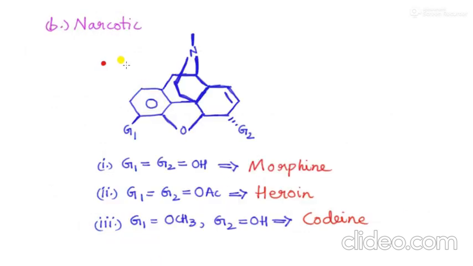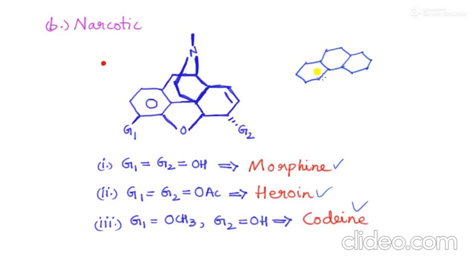Next, we go to narcotic analgesics. Under narcotics, we have three examples: morphine, heroin, and codeine. How would you draw this structure? First you draw hexagons like this, something like a honeycomb. First you will draw three hexagons like this, attached at their sides.